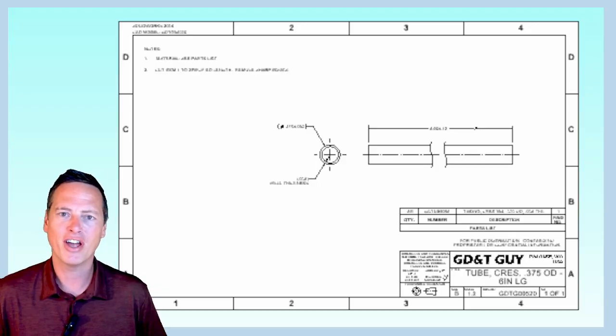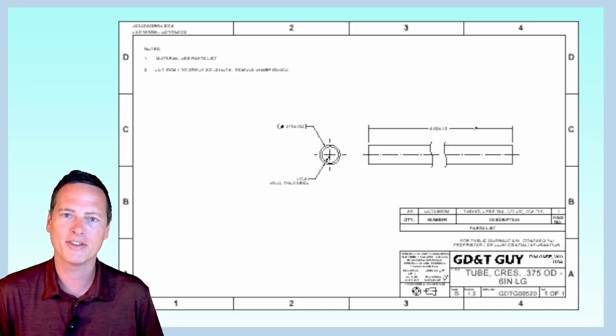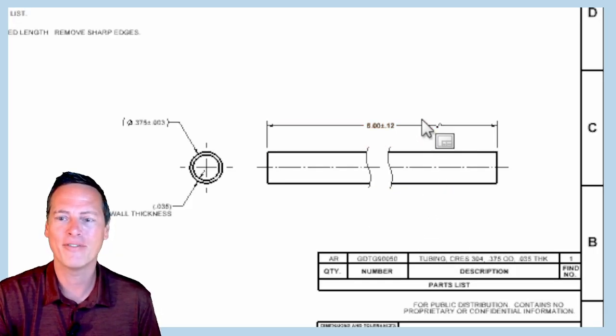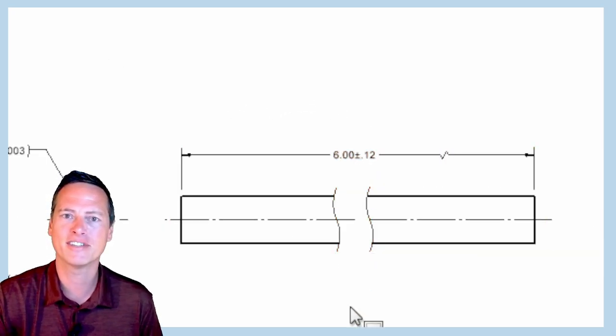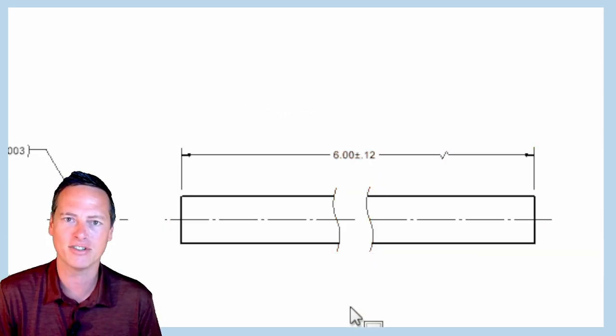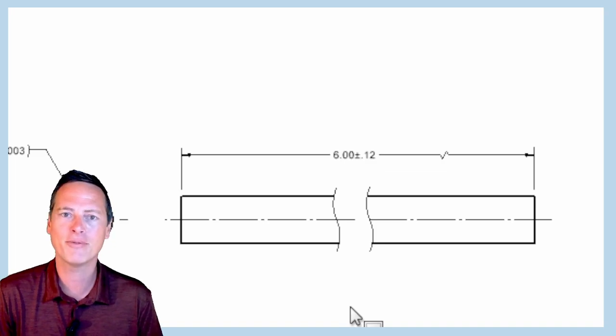Here it is on a drawing of a steel tube, which I have as cut to length and deburred. This is drawing GD&T 00520. Here for the length, we have a dimension and a tolerance. What we're communicating with this is that the part is nominally 6 inches long, but we will accept anything from 5.88 to 6.12. But this is pretty much the ground floor when it comes to GD&T, and we're going up, way up, okay?